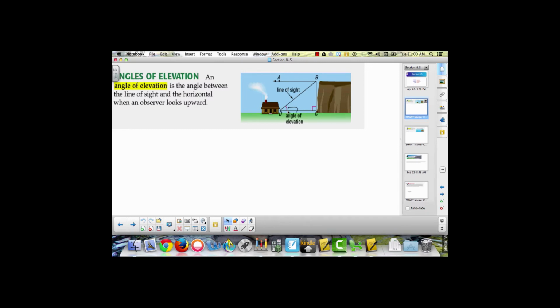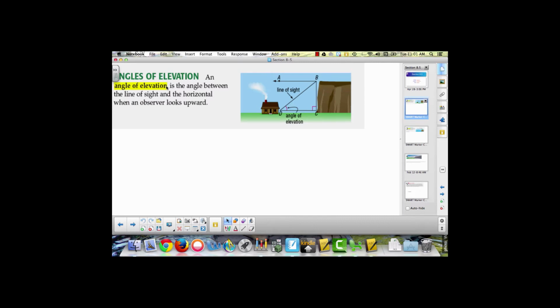The angle of elevation is made by the line of sight, or the hypotenuse, and the horizontal side. That's very, very, very important that you understand that an angle of elevation always includes the horizontal side. So angle B is not an angle of elevation.